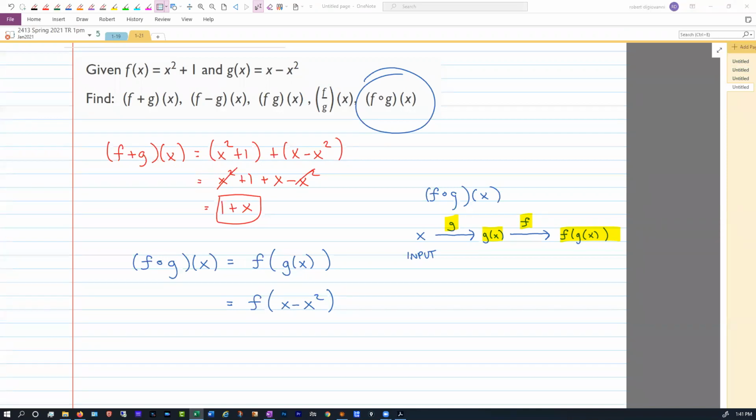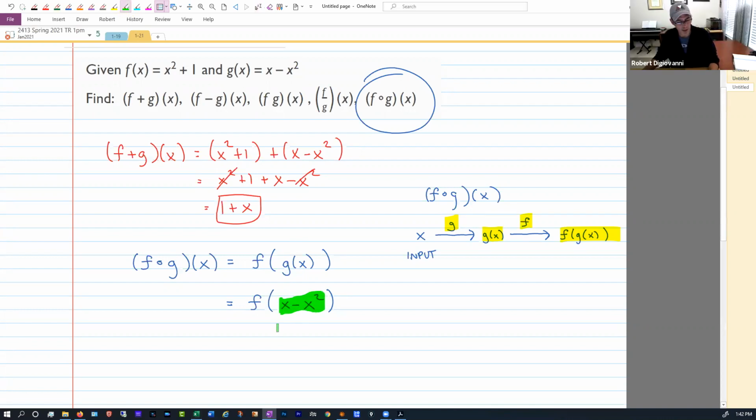Yes. So Carla, when I write down f with this stuff in parentheses, what am I supposed to do with this? You plug those in instead of the x in the f of x function. That's right. So I'm just going to take that x minus x squared, and I'm going to go into this f function here, and I'm going to replace that x with that. So that becomes, so no more f here. It just becomes that thing, x minus x squared, but then squared plus 1.